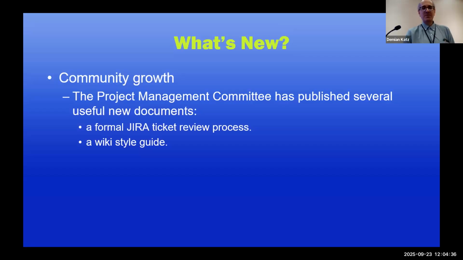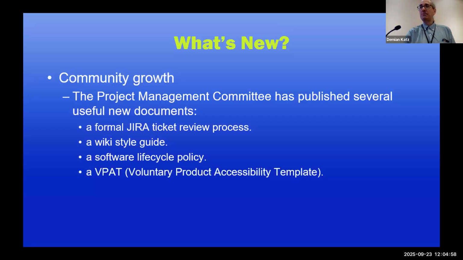We also developed a style guide for the wiki just to polish up our documentation. We published a software lifecycle policy just to better formalize our recommendations and practices around supporting older versions of the software. Please upgrade the software, please. But we do our best to help you wherever you may be. And we finally put out a VPAT, an accessibility template talking about the accessibility characteristics of the software and our commitment to that.